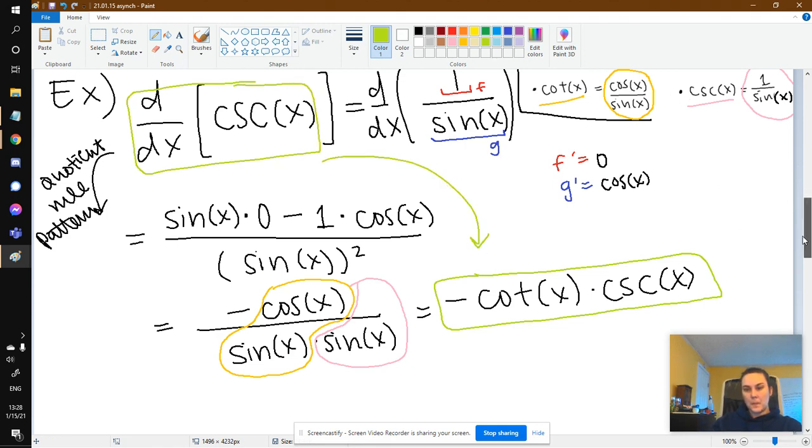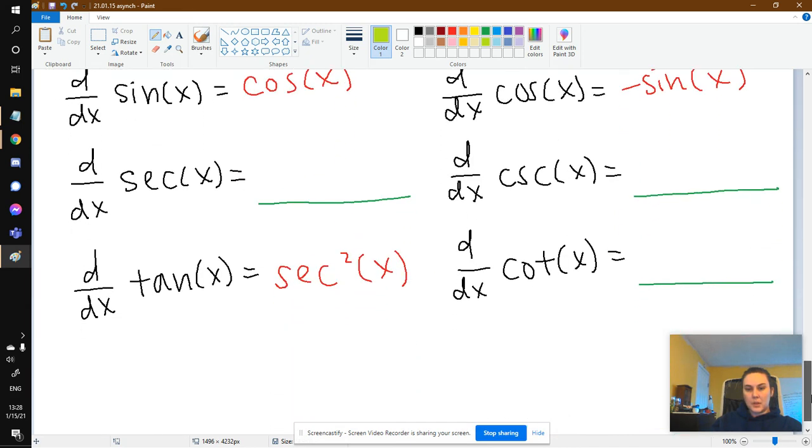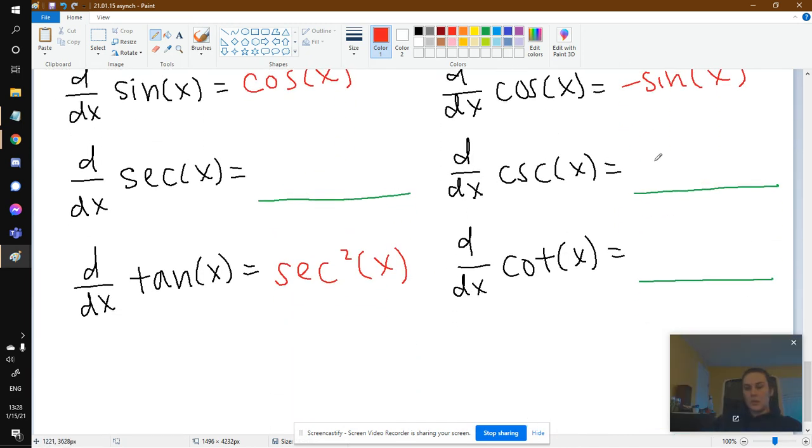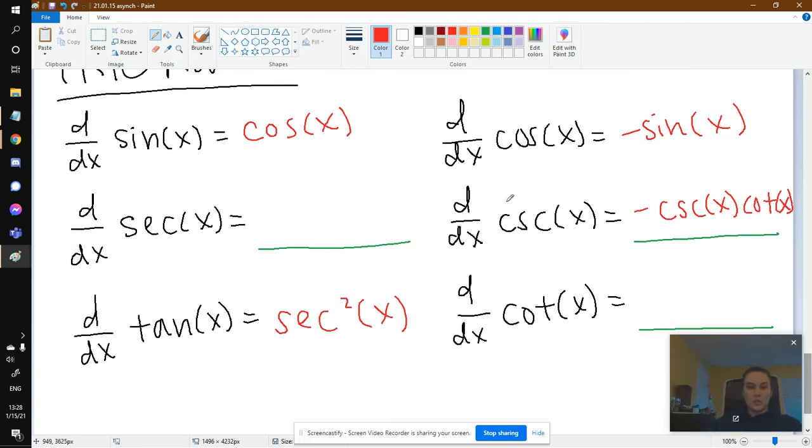Nice. So I'm going to scroll down here to my notes. I'm going to say, boom, this is negative. Usually people say cosecant, cotangent. I'm not really sure why, but that's what you'll read in most books. Okay, so we're one step closer to having all the trig functions and knowing their derivatives.